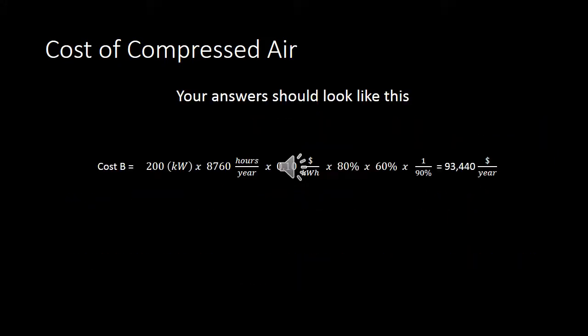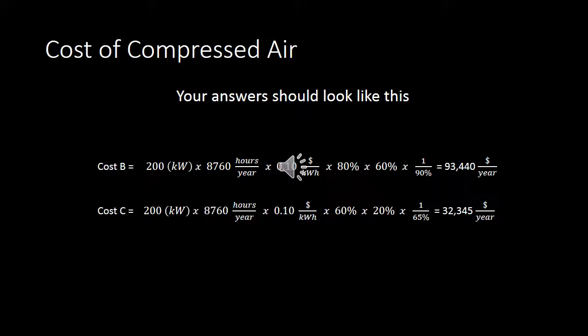Insert the data for load level B and C into the equation and calculate the annual running costs at each level. Your answers should look like this.